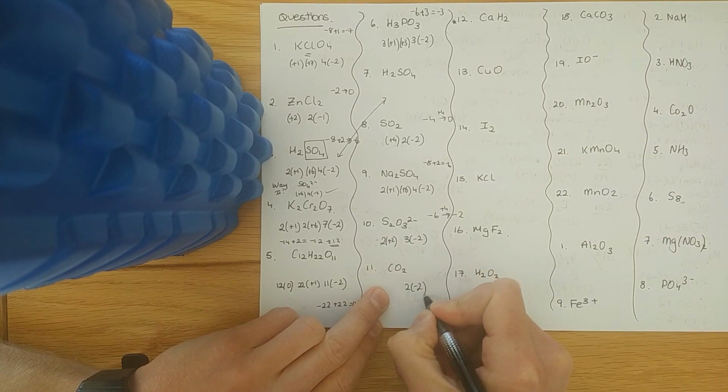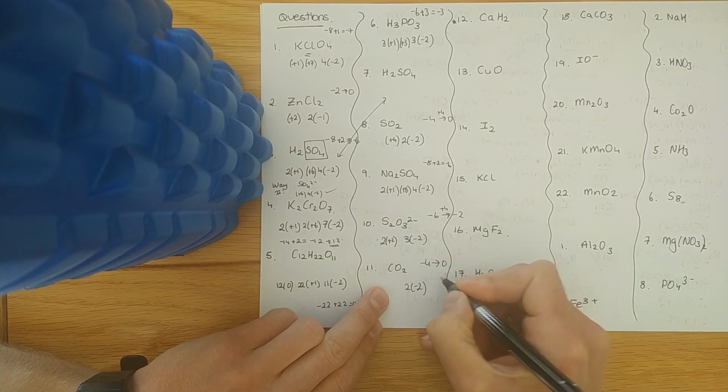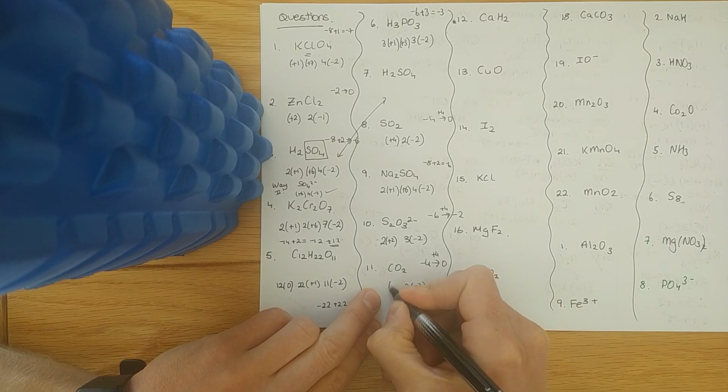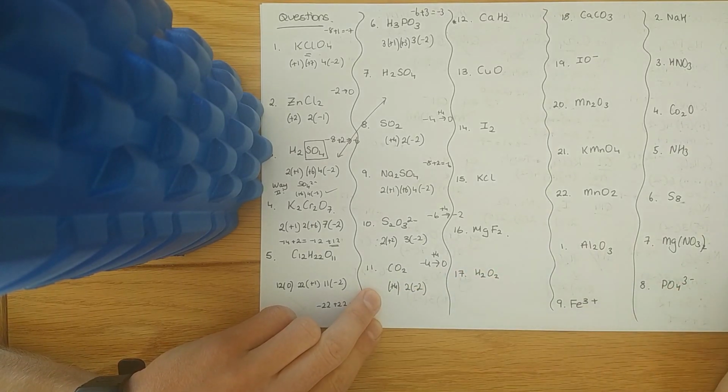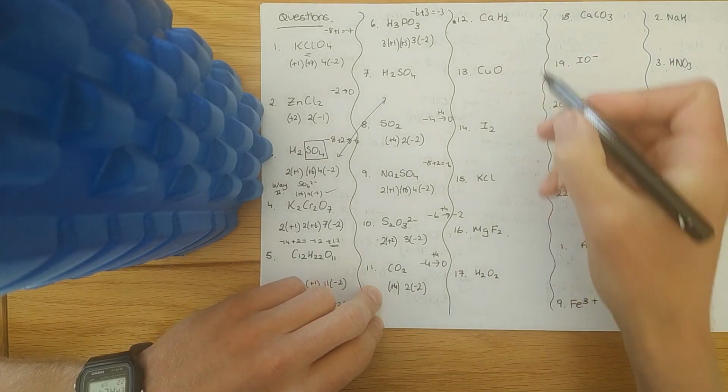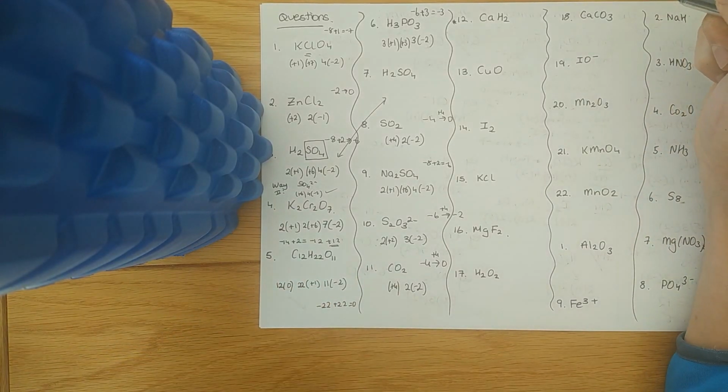CO2, carbon dioxide. Oxygen, 2 times -2. You're at -4. You want to get her to 0. So you're adding on 4. Your carbon there is +4. Now, strange, we want to put a wee asterisk beside it.